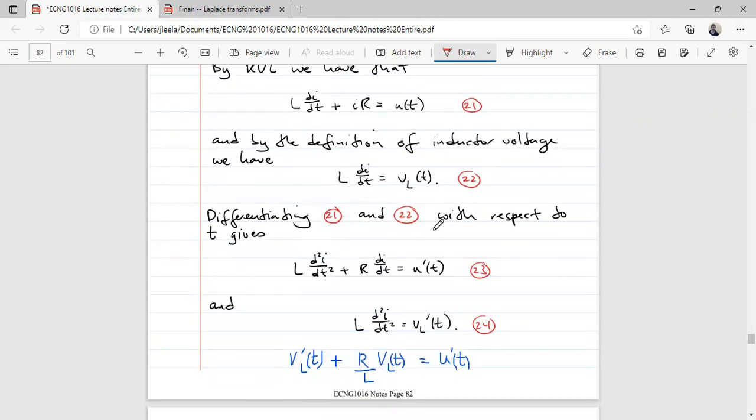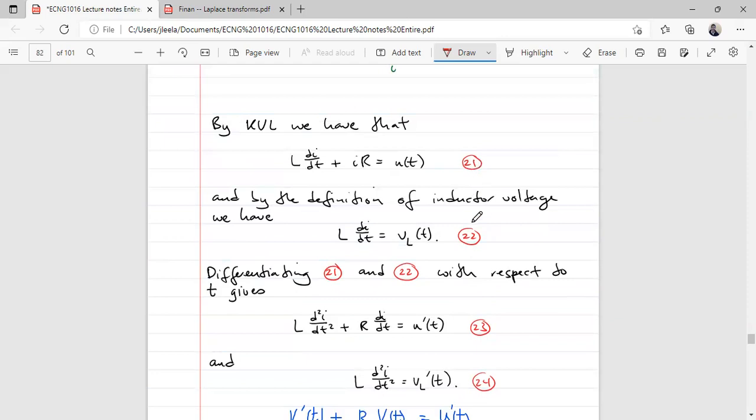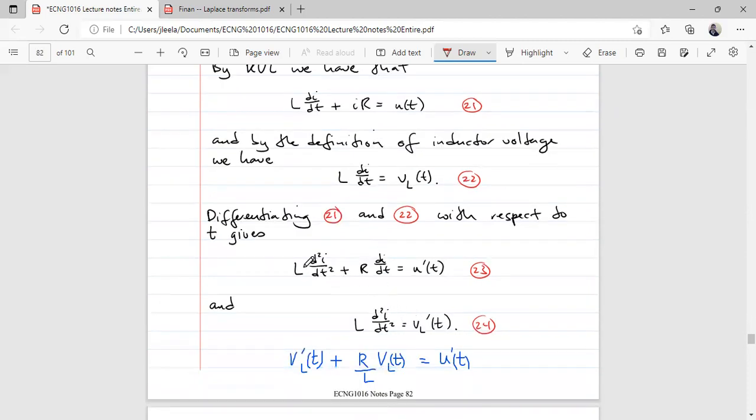So differentiating 21 and 22 with respect to t gives the following. What will happen to the first order term? It will become a second order. What will happen to this term here? You'll get di/dt here, and then on the right hand side you'll get u prime(t). And then you replace the second order term L d squared i over dt squared by v_L prime(t).